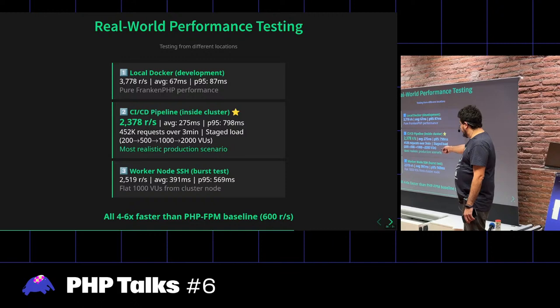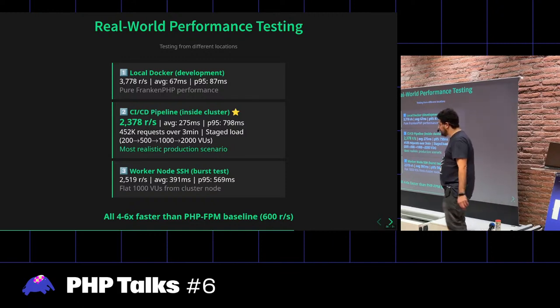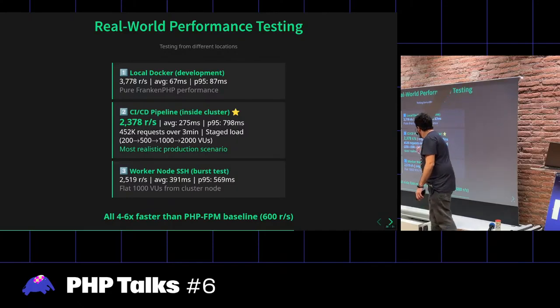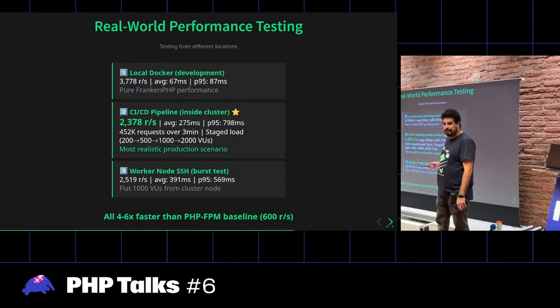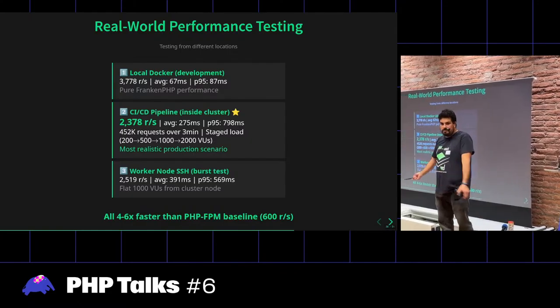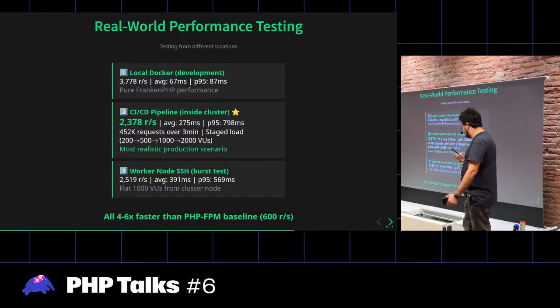I get 2,519. Inside the cluster, what I didn't explain is the virtual users, which go incremental: 200, 500, 1,000, 2,000, and from there going down. So I was running a load test, and it was pretty smooth. That is the advantage of this.